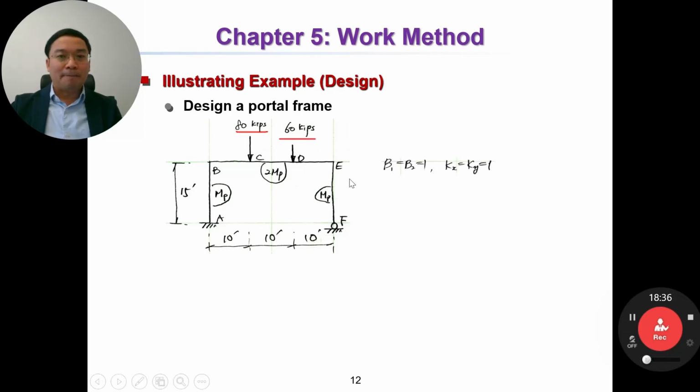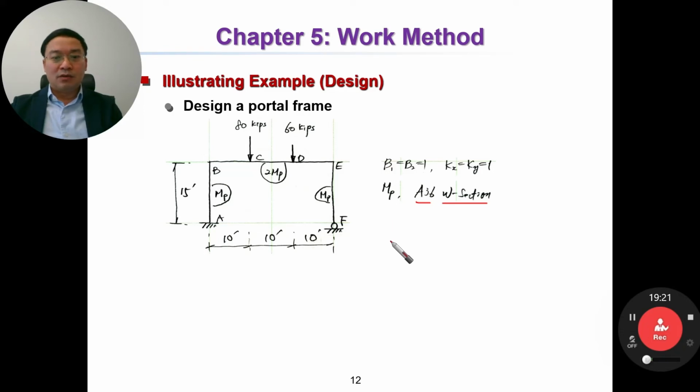determine MP. We assume B1 equal to B2 equal to 1, and Kx equal to Ky equal to 1. Okay, I think you understand the meaning of this. If you don't understand, please go back to the previous lecture. I already mentioned the meaning of this one. So determine MP. We assume the steel A36 and W section.